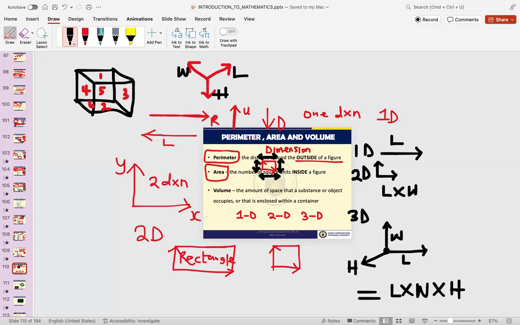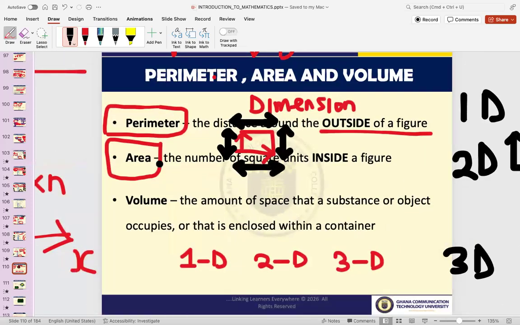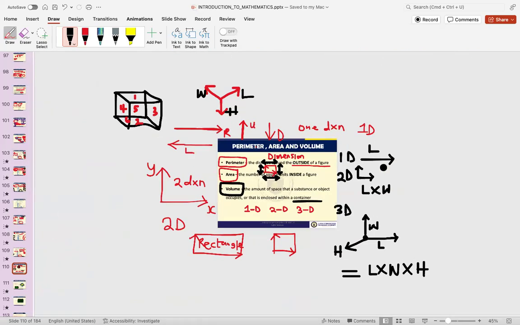Now, the mathematical name for this 3D that we want to look at this morning is what we call the volume of an object. The volume of an object becomes like a container. And that is what is used, for your information, to design all the boxes that are coming from the factory.